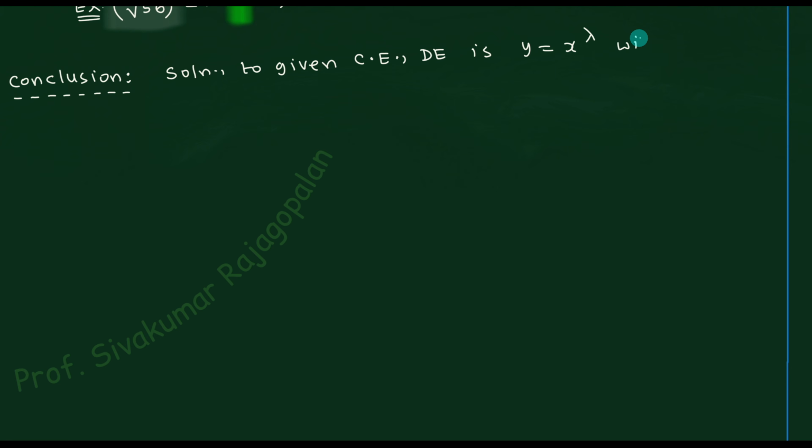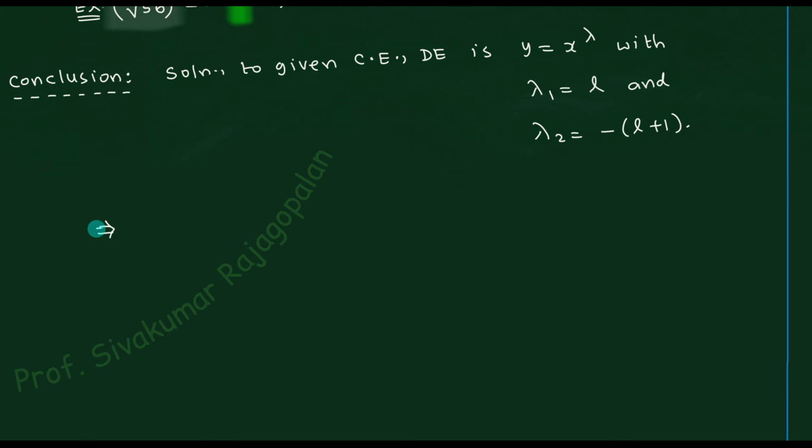So let me write down therefore the conclusion, since we are getting the answer now. Let me write down the conclusion that the solution to the given Cauchy Euler differential equation, CE I am writing for Cauchy Euler differential equation, is given by y equal to x to the power lambda, with lambda 1 being L and lambda 2 being minus of L plus 1.